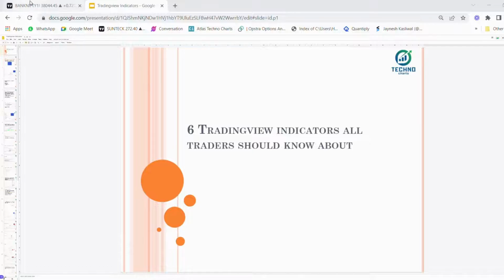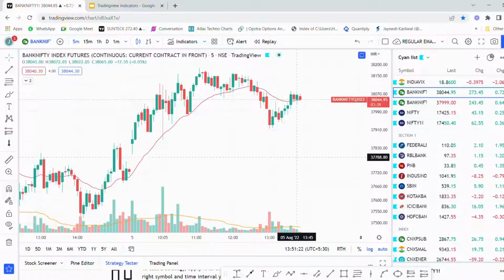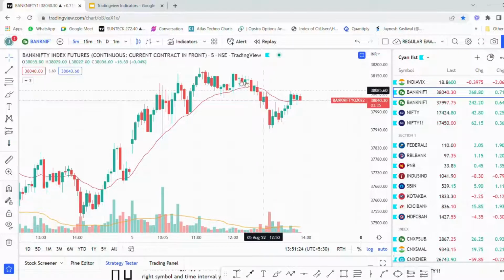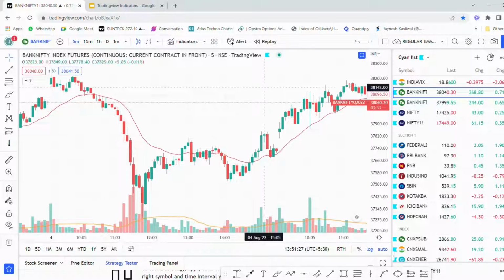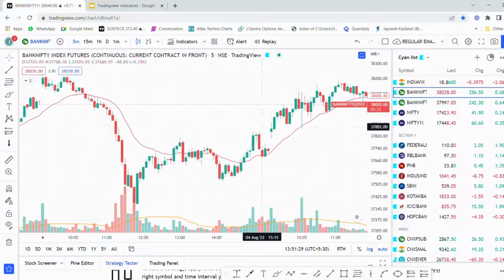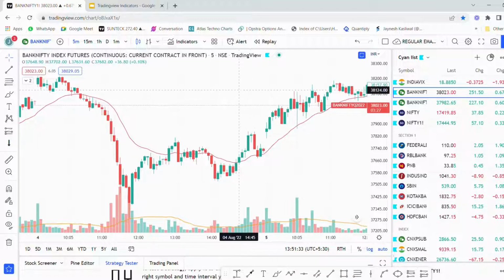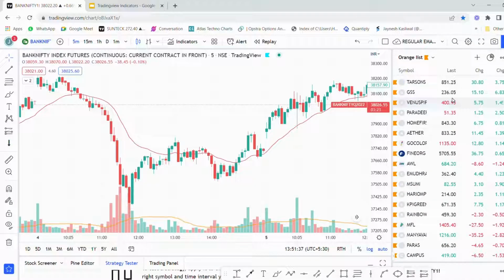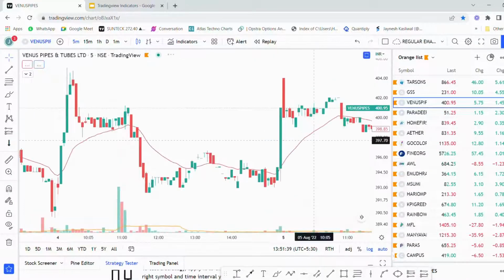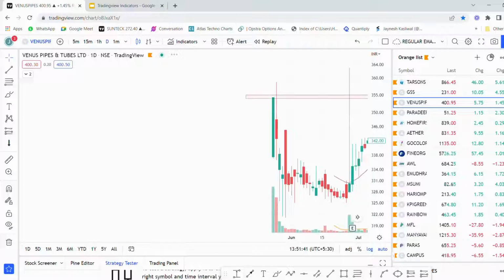6 secret TradingView indicators that all traders should know about. So basically our general query is how to add fundamentals on the chart, right? You might be seeing that people are adding fundamentals like EPS growth, market cap of a particular stock, or how the stock is performing over a period of time. So you can directly add fundamentals on the chart based on different criteria, like you can select the criteria of the fundamentals as well and select the chart, right?